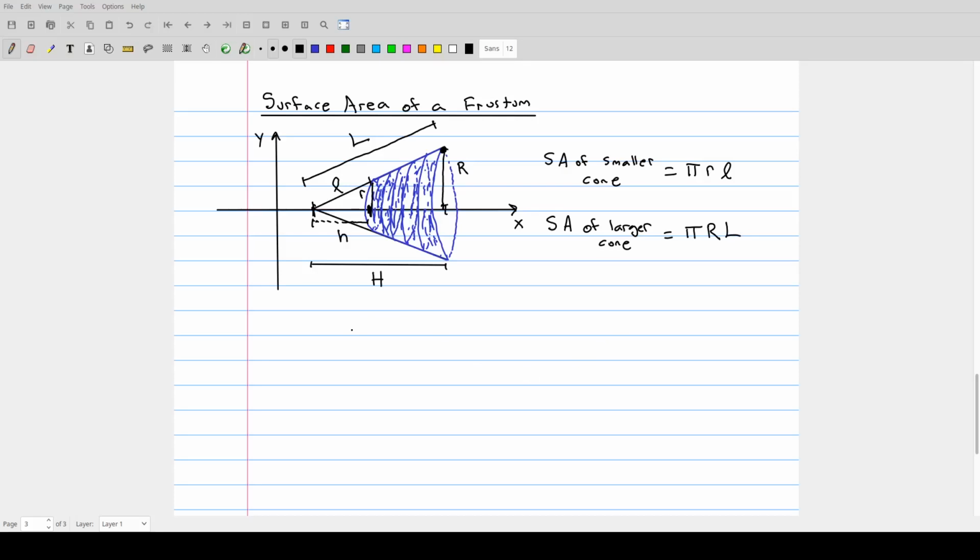So the surface area of the frustum, I'll just call it A sub F right here, is given by the surface area of the larger cone, pi times big R times big L, minus the surface area of the smaller cone, which is pi times lowercase r times lowercase l.